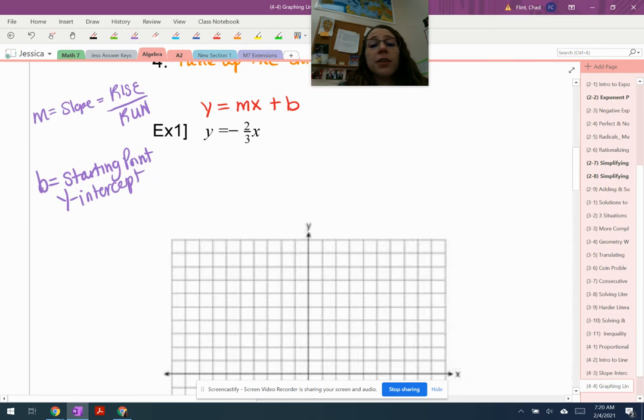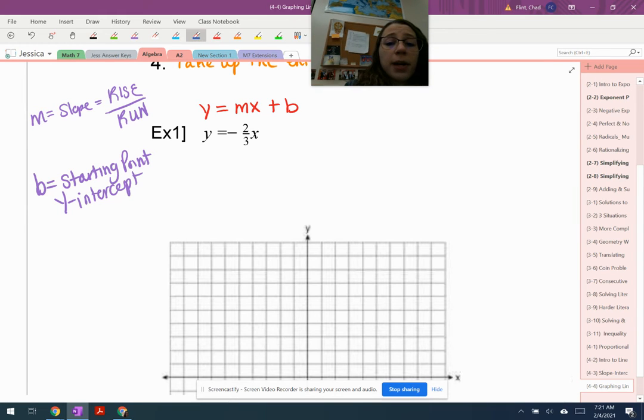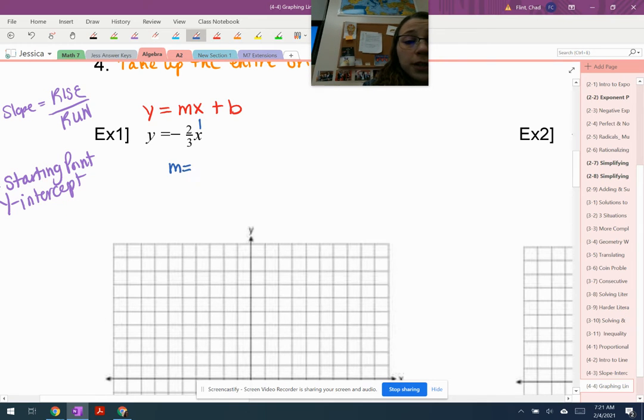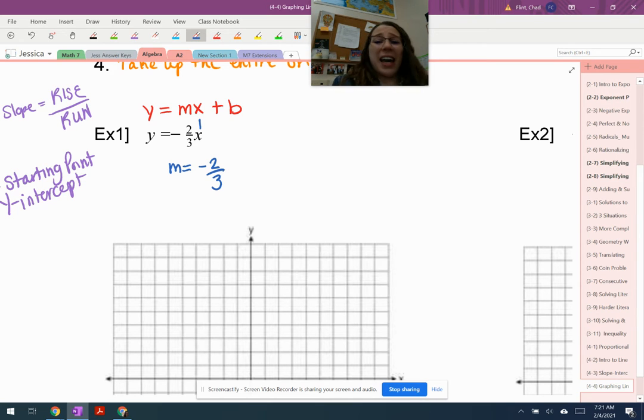So here in this example, I can see that this is in slope-intercept form because the y is by itself and the y is solved for. So I can see where my x's line up, which means that my slope here is going to be equal to that negative 2/3. And again, the x is not part of the slope. So when you're writing down what the slope is, you're never going to write the x with it because x is not part of it.